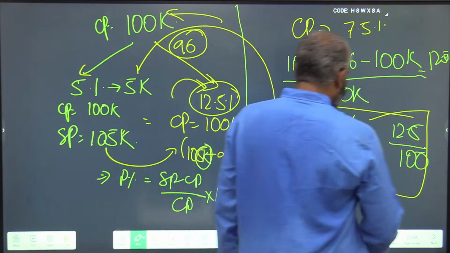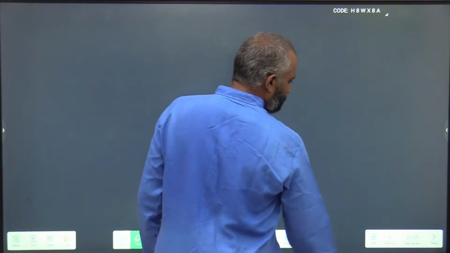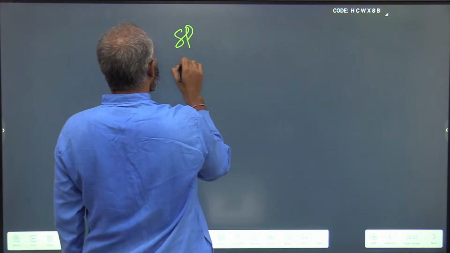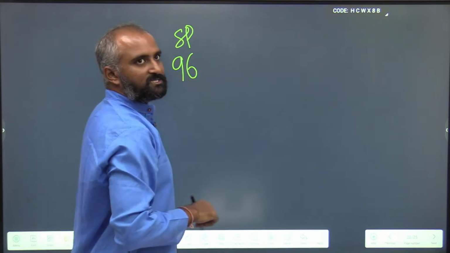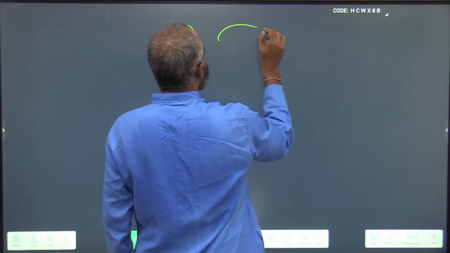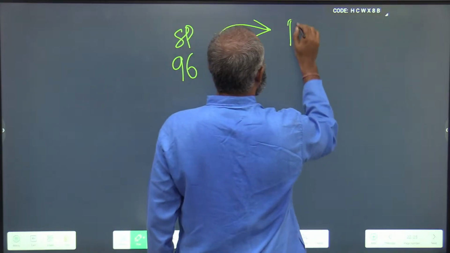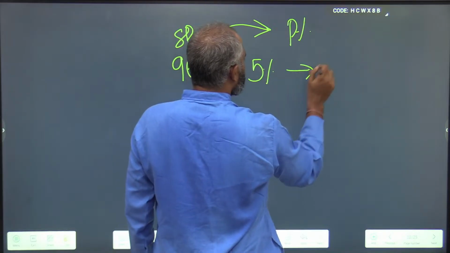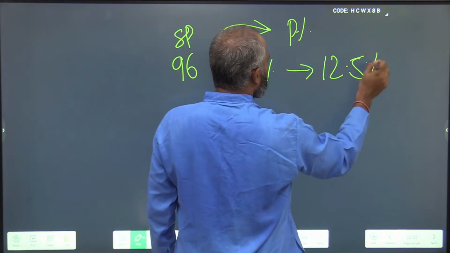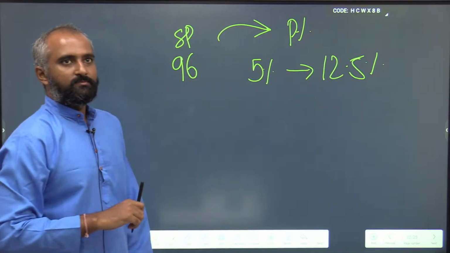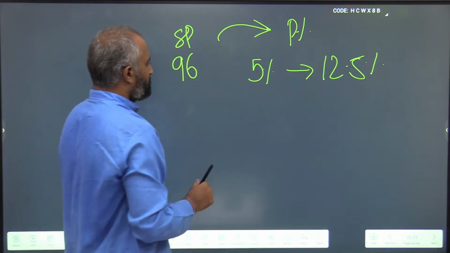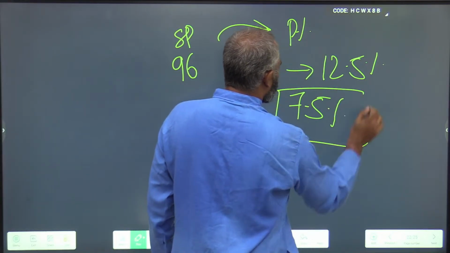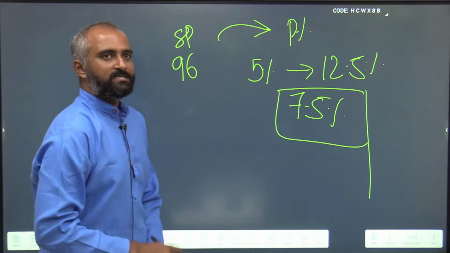Now let us deal with this in a smart way. See, simply the SP has been increased by 96 rupees. So what has this change brought about? This change has brought about a profit change from 5% to 12.5%. Now he is asking for the selling price for 7.5%.